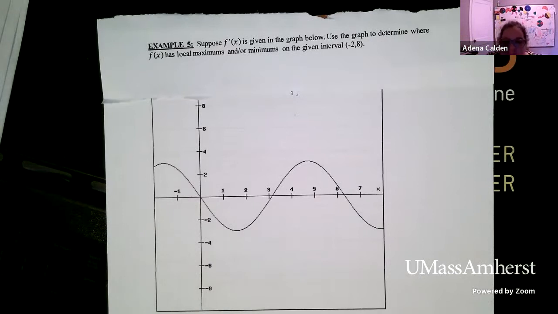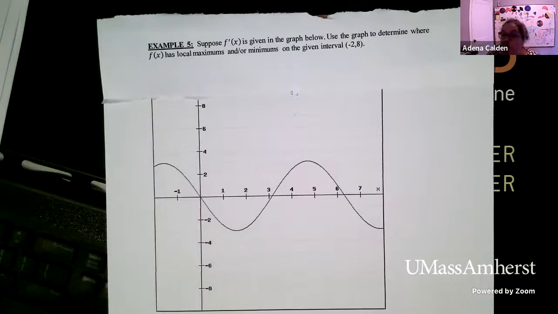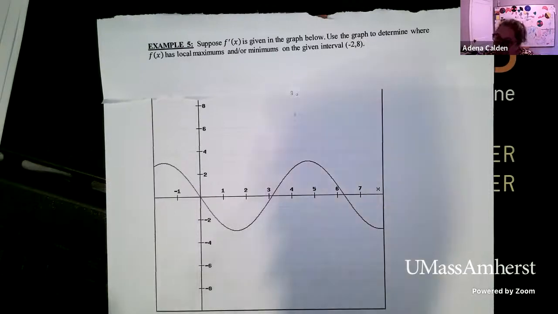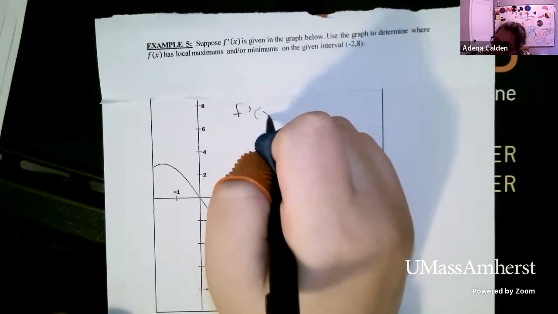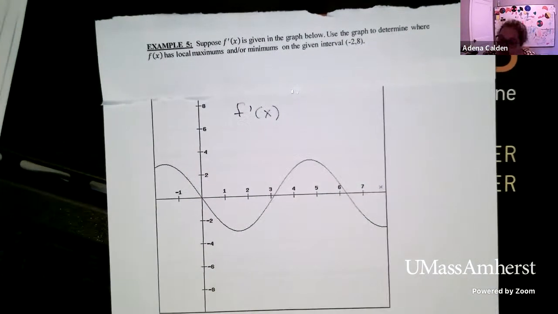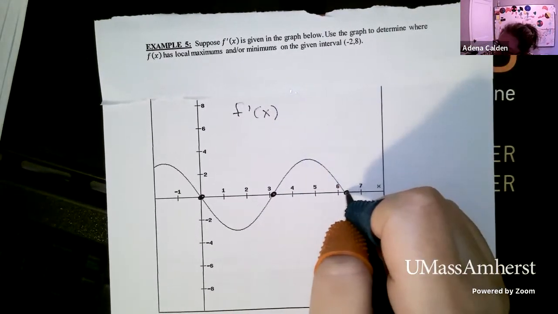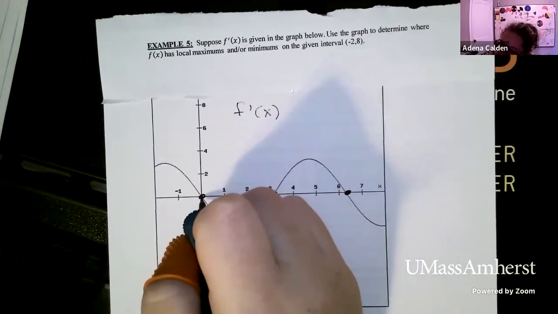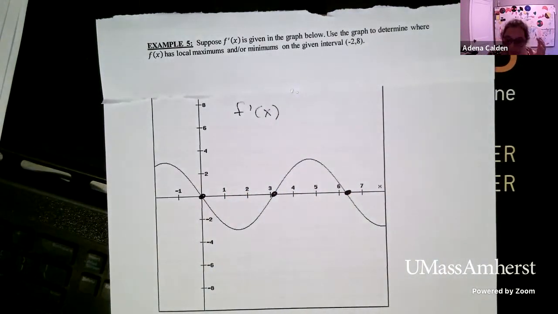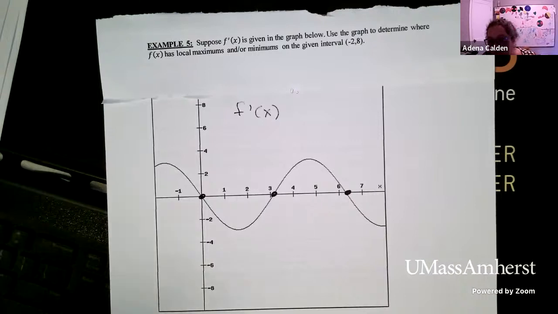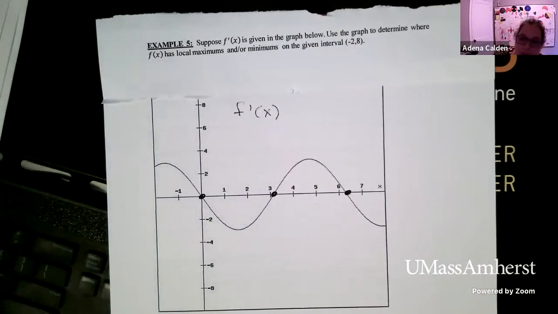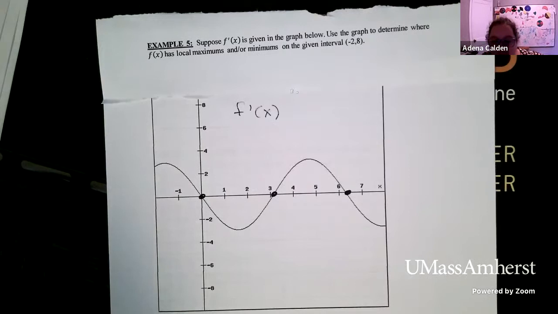Suppose that f prime of x is given in the graph below. Use the graph to determine where f of x has a local maximum or minimum on the interval. When we saw this graph the first time, we were trying to find the critical points. As a reminder, since this is a graph of the derivative, the critical points are where the derivative equals 0, and we said that's where it crosses through the x-axis. Now that we know where the critical points are, we want to use this classification test to determine if those critical points are local maximums or minimums of the original function.